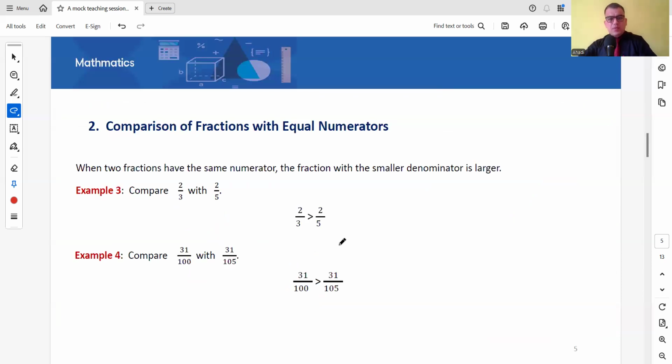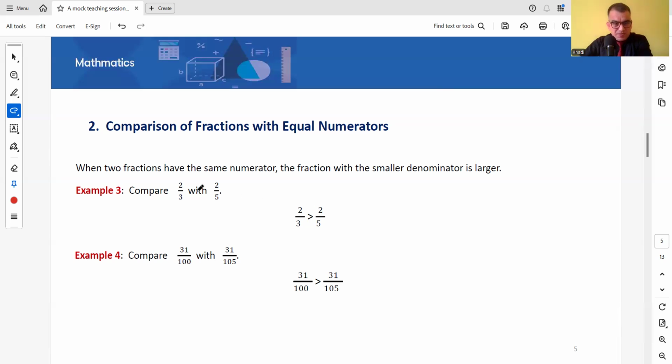The second way is we are going to compare fractions with equal numerators. Whenever their numerators are equal, the fraction with the smaller denominator is larger. When their numerator is the same, then the fraction with the lesser denominator is larger.